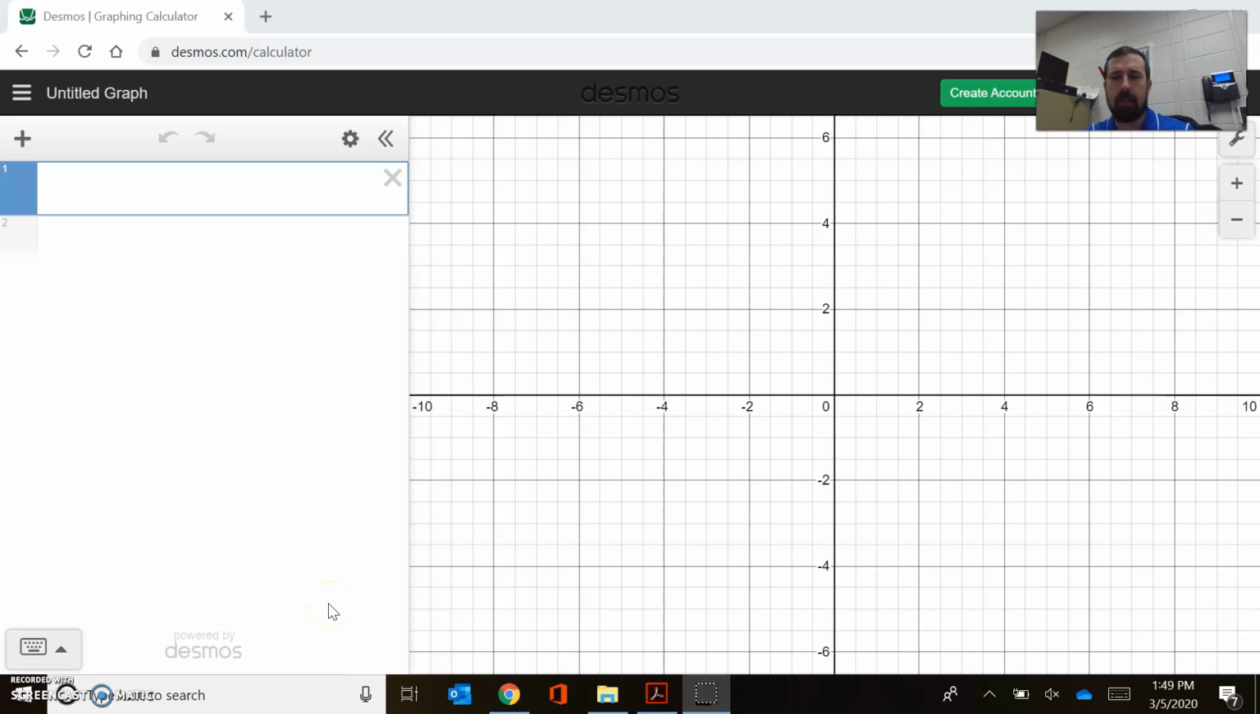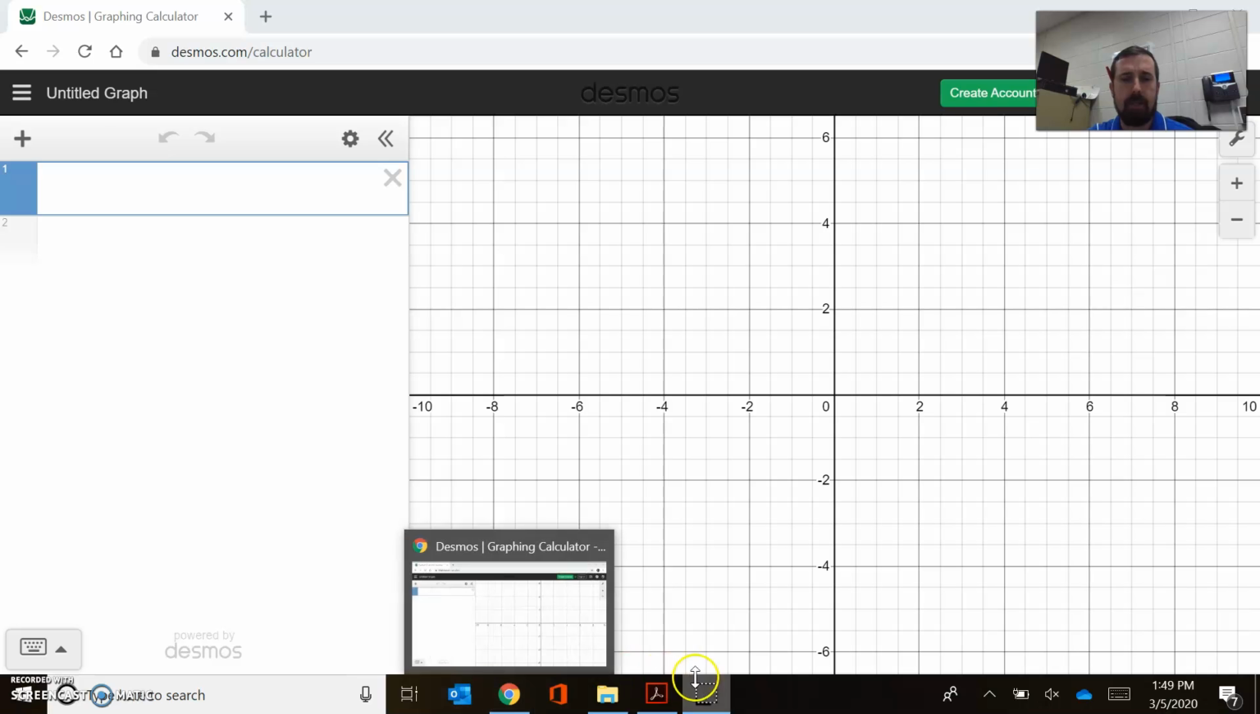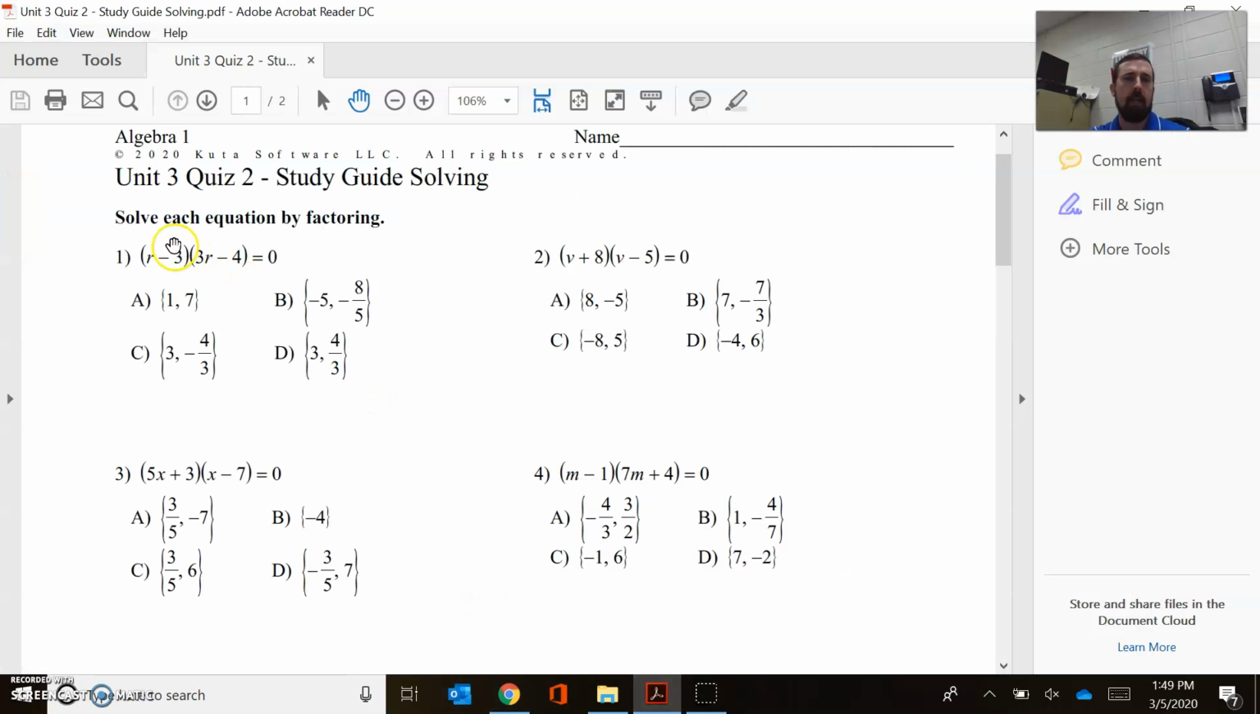All right, class, today we're going to look at solving equations. So again, just follow the screen and what's going on here. We're going to look at number one right here. For solving, you're given two factors, and you're going to plug those factors into Desmos the way they are, except instead of r, you're going to use x.